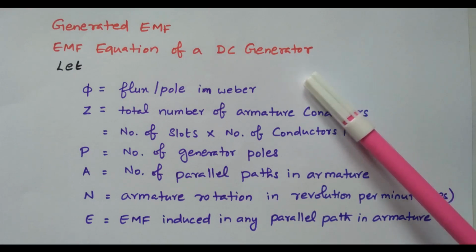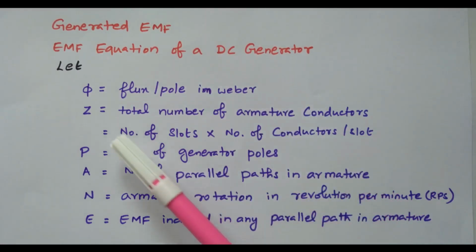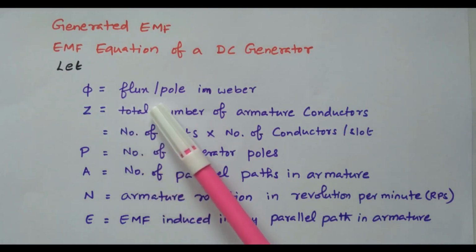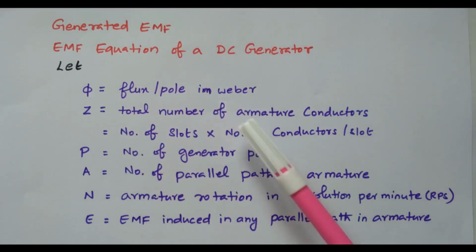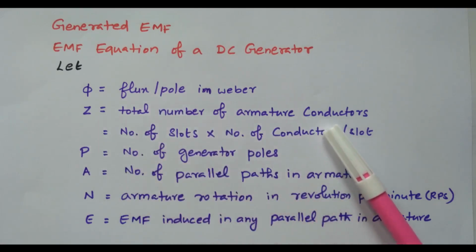Now we'll go to the topic, EMF equation of a generator. First we'll see what the parameters available are. Φ is the flux per pole. The unit is Weber. Flux per pole. Z is nothing but the total number of armature conductors.